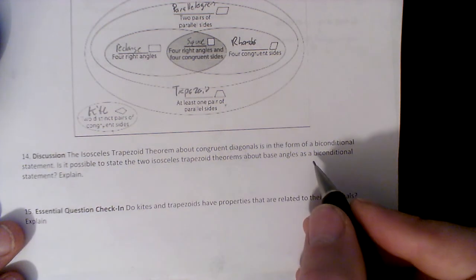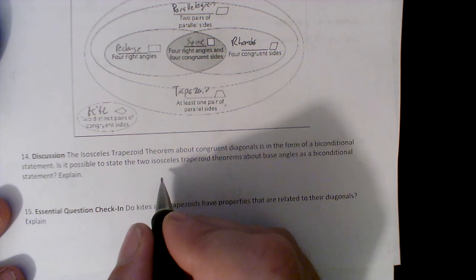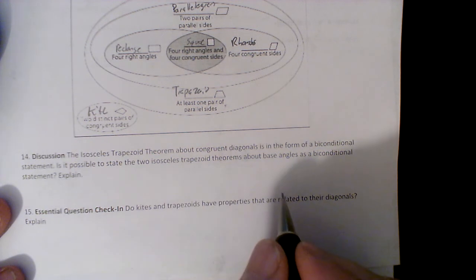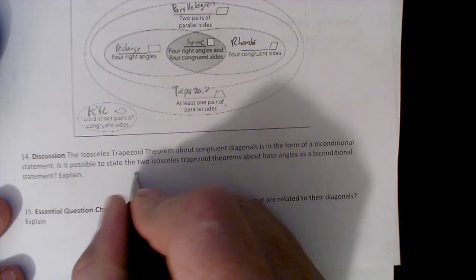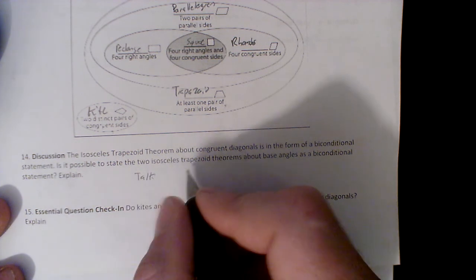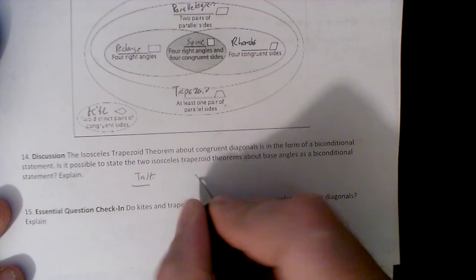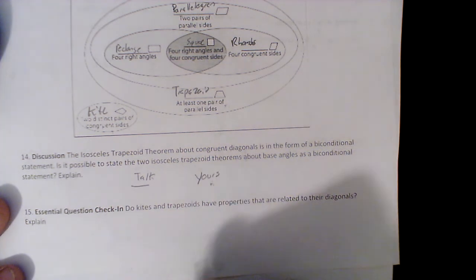Now, so let's come down here. The isosceles trapezoid theorem about congruent diagonals is a form of a biconditional statement. Is it possible to state the two isosceles trapezoid theorems about the base angles as a biconditional statement? Well, we'll talk about this, but I want you to think about this and write an answer down here. Alright, so this is yours. Think about it. Do not skip this.